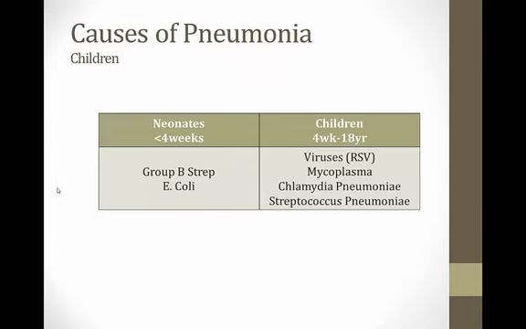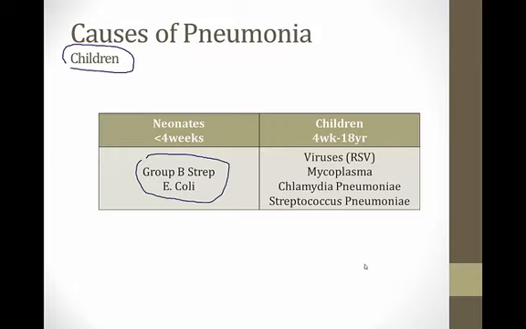So let's talk about the bacteria that cause pneumonia, and first we'll talk about children because they have some special causes. So neonates up to 4 weeks old have infections caused by group B strep and E. coli, and these are the same bugs that can cause meningitis in newborns, and it's easy to remember that because they come from the mother and they pass to the baby when the baby's born.